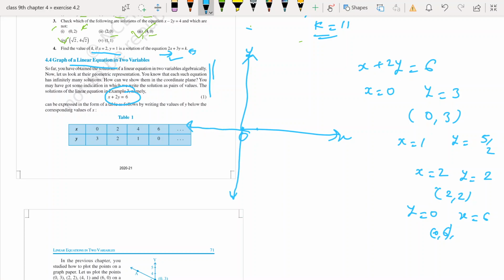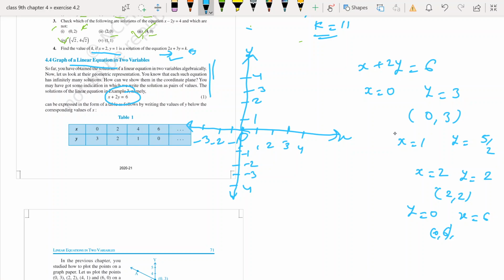This is the origin, this is 1, 2 on the positive x-axis, 3, 4. This side is negative: minus 1, minus 2, minus 3. On this side also minus 1, minus 2, minus 3, minus 4. And on the upper side plus 1, plus 2, plus 3, plus 4. On the x-axis we put only the x coordinate, and on the y-axis only the y coordinate.